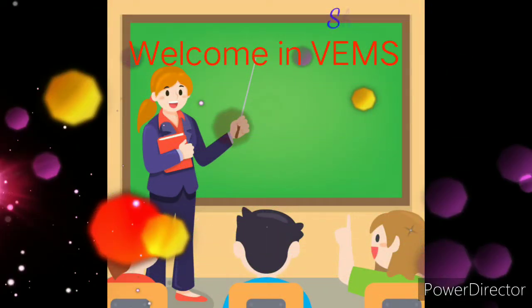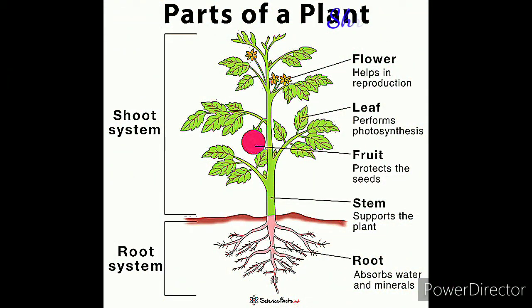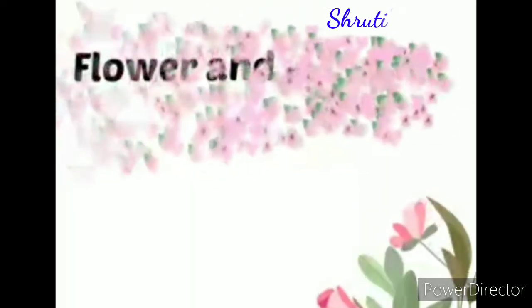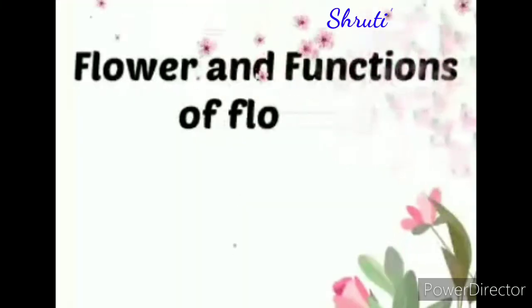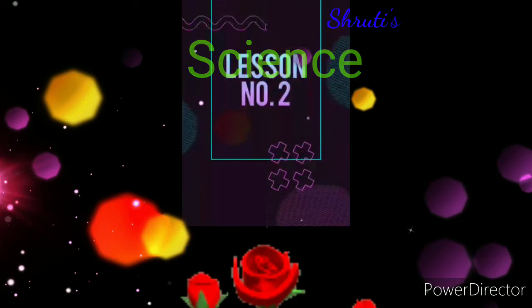Children, in the last some hours we have learned about various parts of plants and their functions. In that we have introduced the roots of plants, stem of plants and leaf part of plant. Today we are going to see the next part, that is flower and functions of flower in lesson number 2.